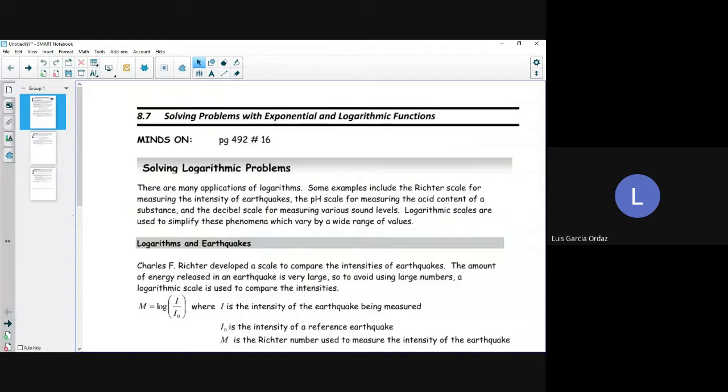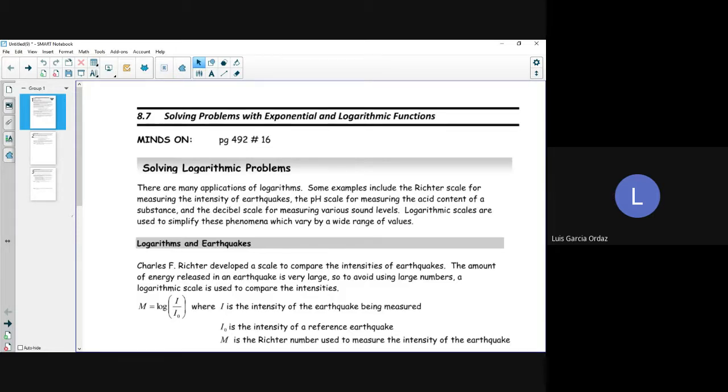So the last lesson today is we're going to be solving problems with exponential and log functions. So solving log problems, there are many applications of logarithmic problems. This includes the Richter scale, which measures the intensity of the earthquakes, the pH scale for measuring the acid content of the substance, which you guys did in chem, and the decibel scale for measuring various sound levels, which you guys may have done in physics. Log scales are used to simplify these phenomena, which vary by a wide range of values.